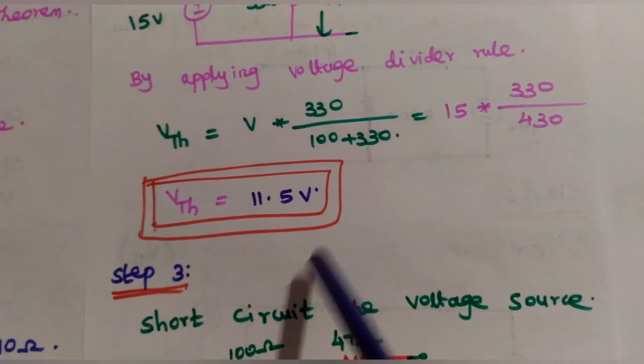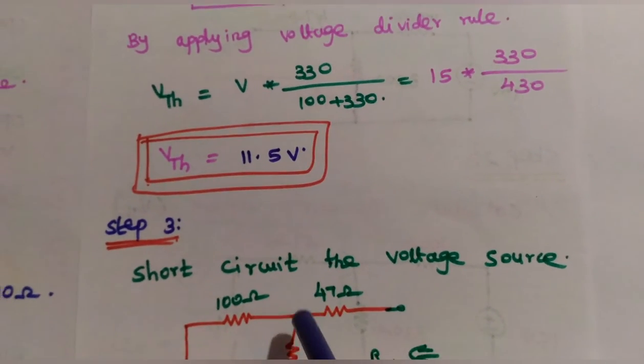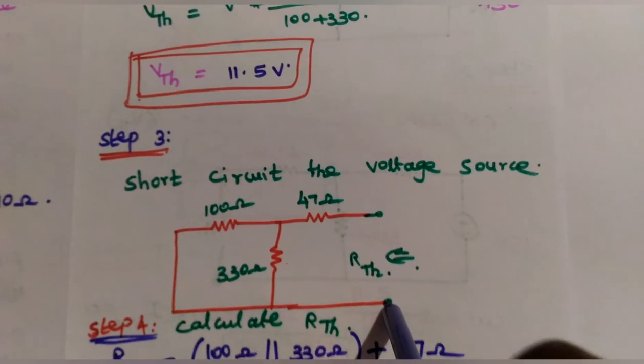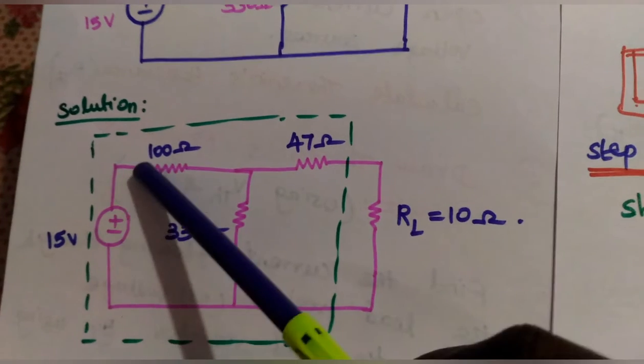Now, what is the next step? We want to calculate the RTH value. For that, again we remove the load resistance, and as I already said, if the circuit has any current source, we open the current source.